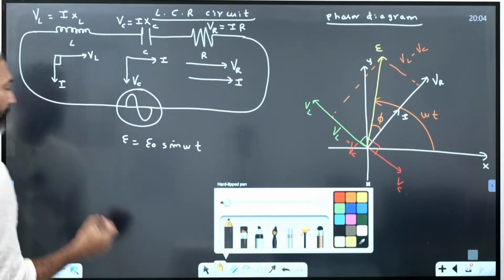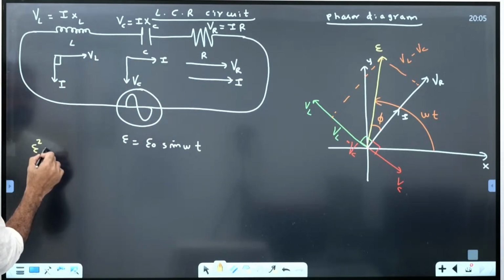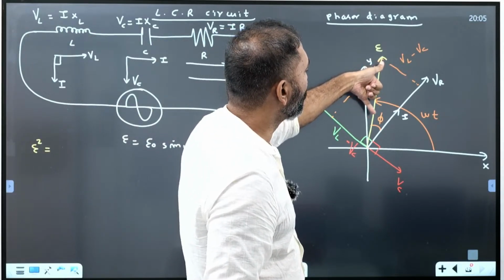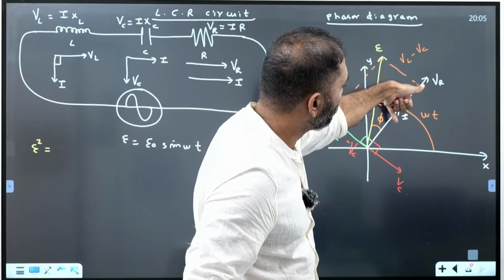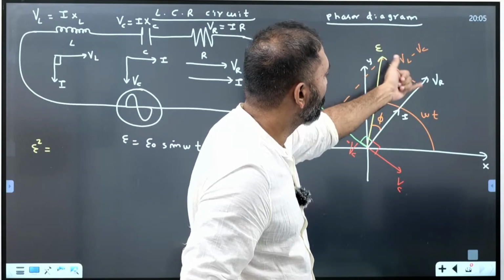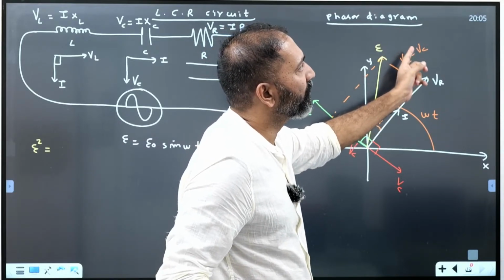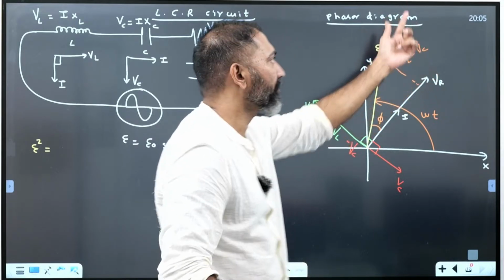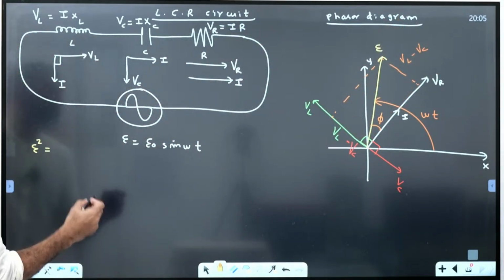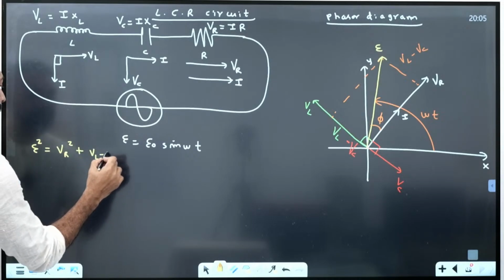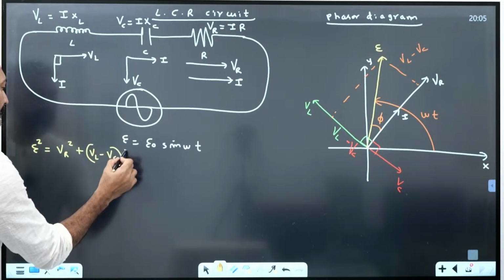What is E square? E square is the hypotenuse square. Hypotenuse square is equal to what? Base square, voltage across resistor square, plus altitude square, voltage across inductor minus voltage across capacitor, the square. So E square equals VR square plus (VL minus VC) the whole square.